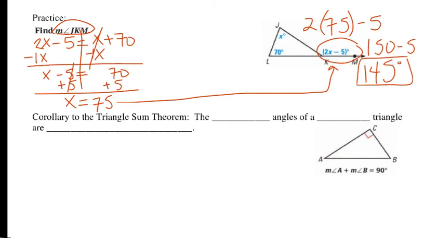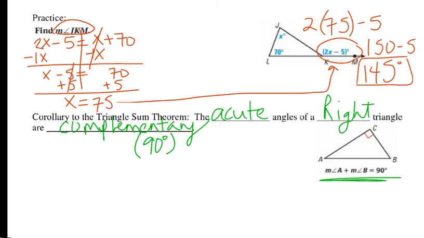So it says the acute angles of a right triangle are complementary, or 90 degrees. So the biggest thing is that the remaining two angles have to add up to 90 degrees, because the 90 degrees, because it's a right triangle, is already taken up out of our 180.